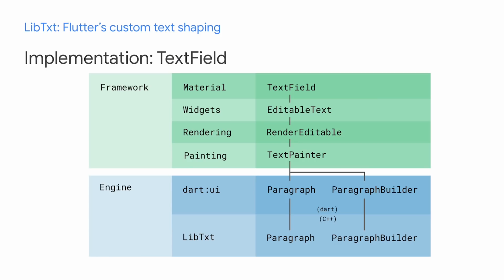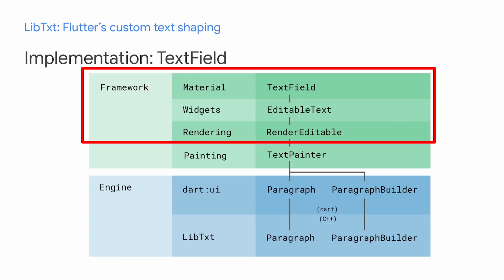So let's take a look at something like text field. Text field actually reuses most of the code. Because of Flutter's layering framework, we didn't change anything in the bottom section. We still use the text painter, which talks to Dart UI, which converts to LibText. Instead, all we have to change now is the top section, where the text field in the material layer is backed by an editable text, and underneath of that, instead of a render paragraph, is backed by a render editable.